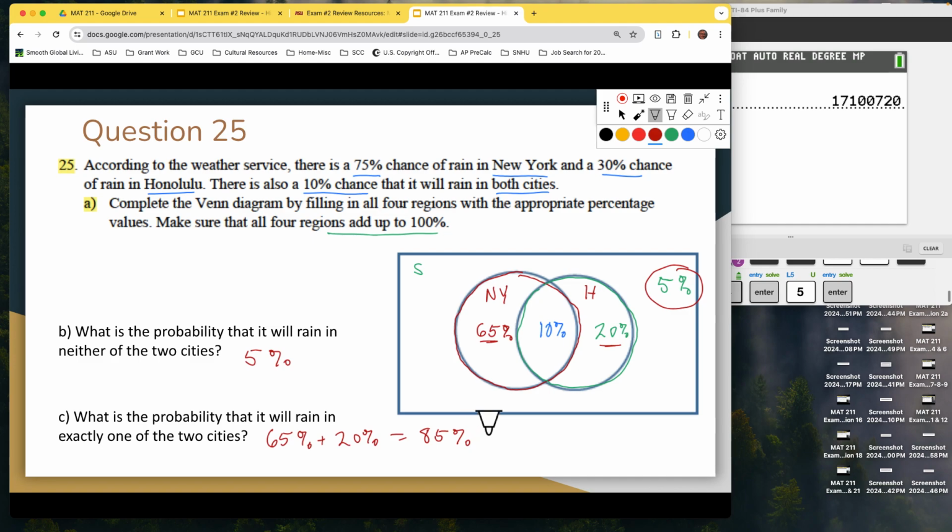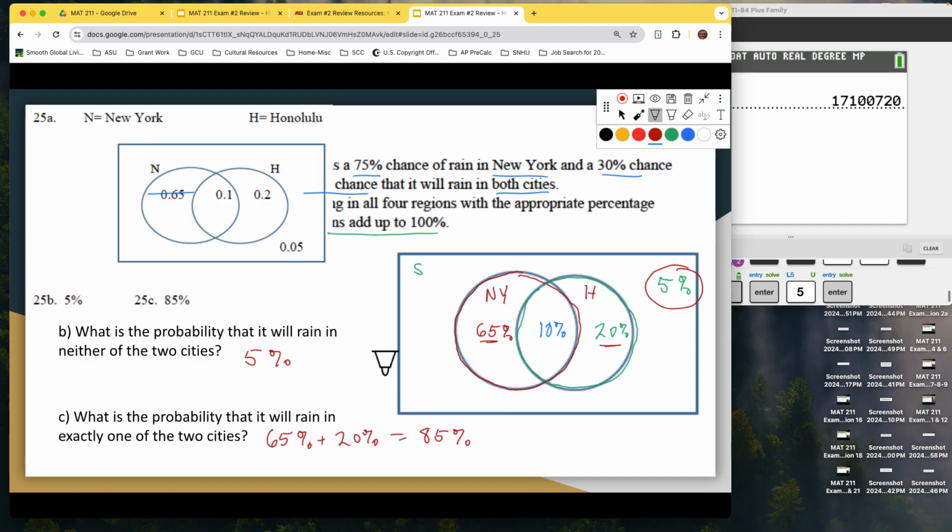So that's our thing. Let's see, we can see 65. Notice they've got just N and H, but you do have to label the circles somehow. Here's our 0.5. They use decimals. I like percentages, whatever you want to do, but we've pretty much got that. And then 5% for B, no rain, and an 85% chance that it rains in one of the cities, but not both of them. It rains exactly in one of them. So there's 25.